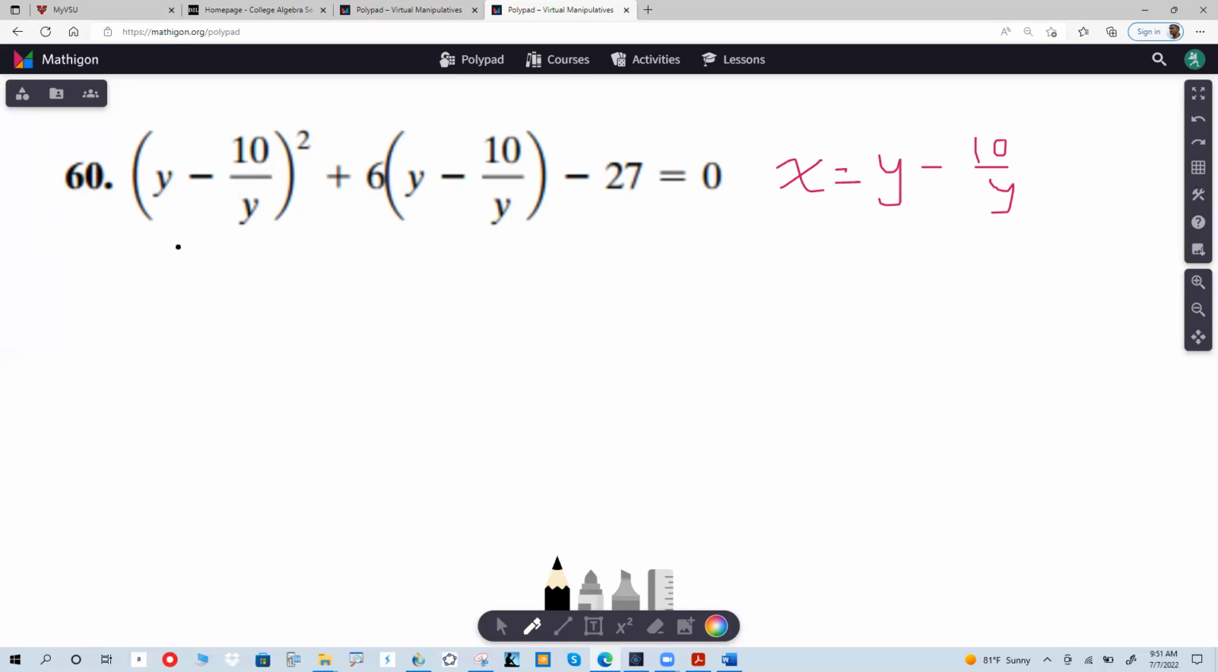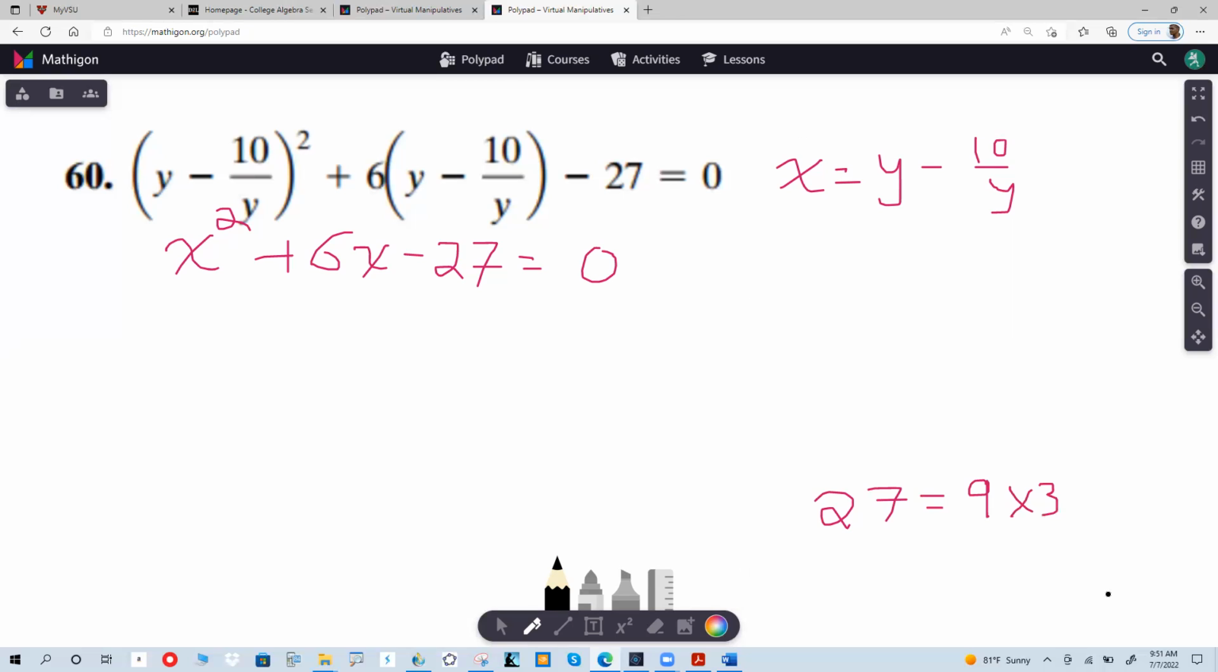Okay, so I'm going to say x squared plus 6x minus 27. I'm going to write it here on the side and I'm going to delete it. 27 is 9 times 3 and 9 minus 3 is 6. So it's our best bet.